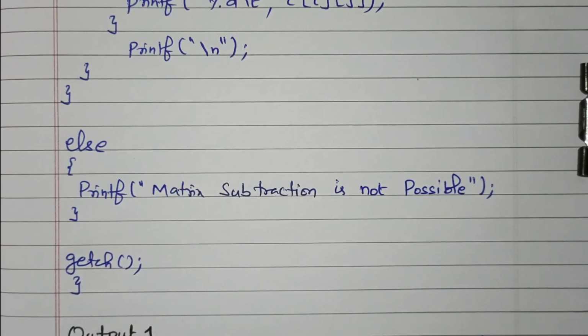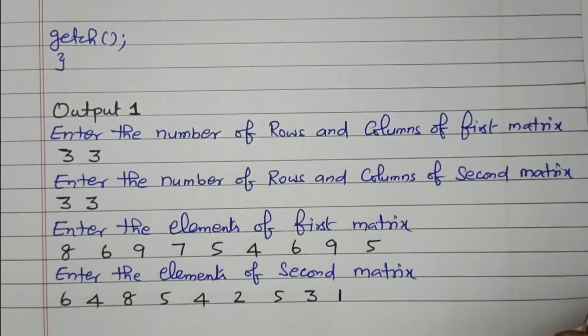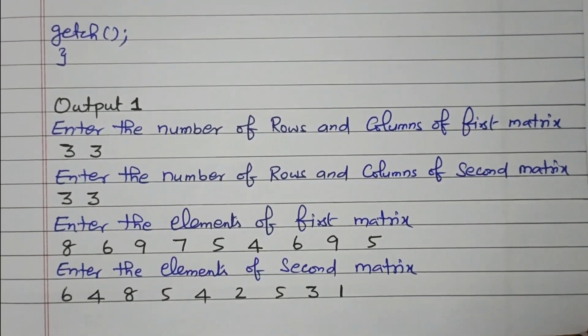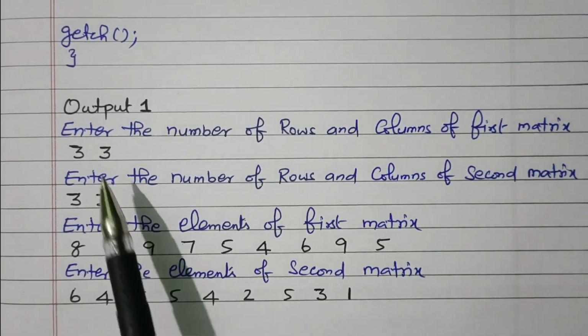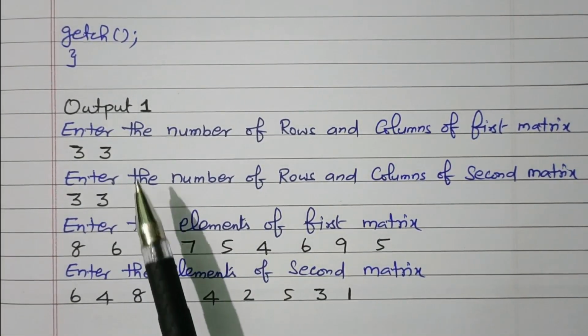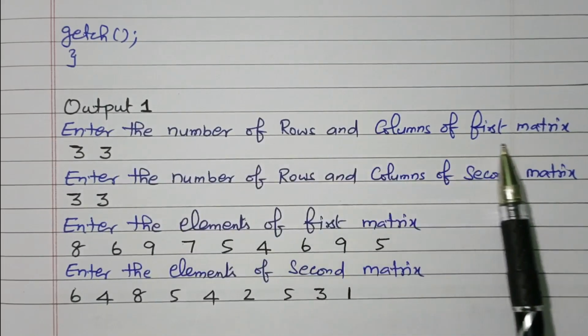Now we'll see the output of this program. There are two possible outputs. One is matrix subtraction is possible, another one is matrix subtraction not possible. We'll see both the cases. So output 1. First what we are doing, we enter the number of rows and columns of the first matrix.